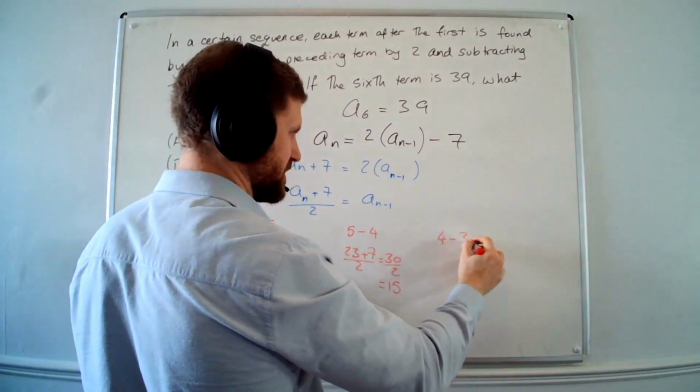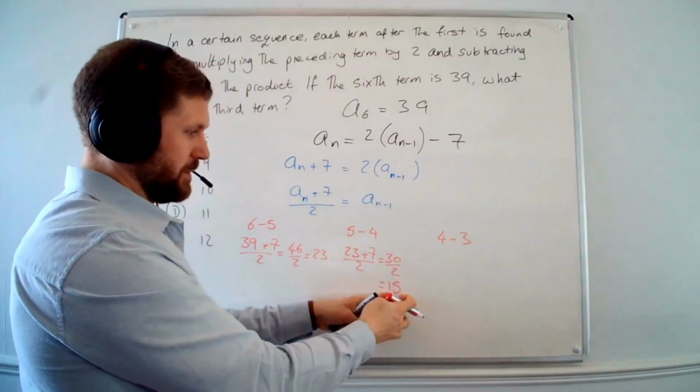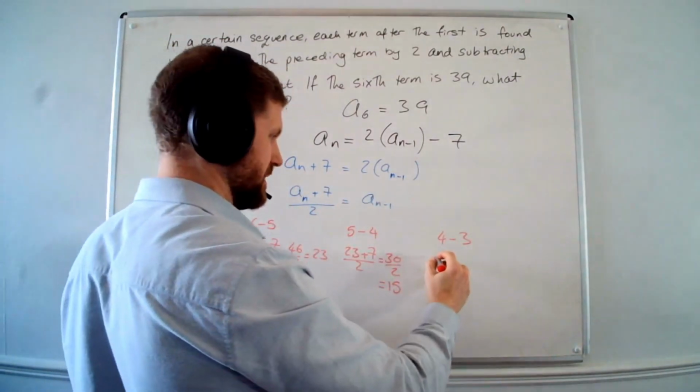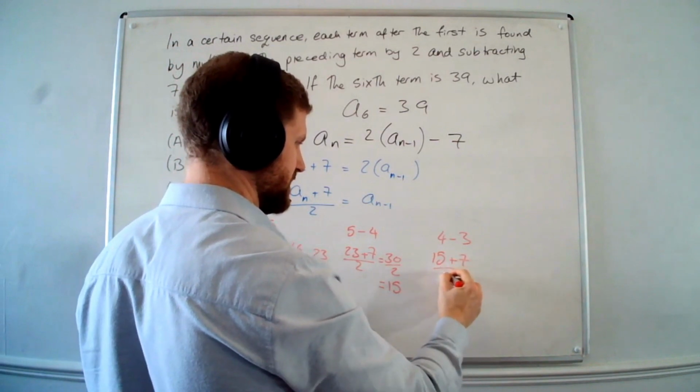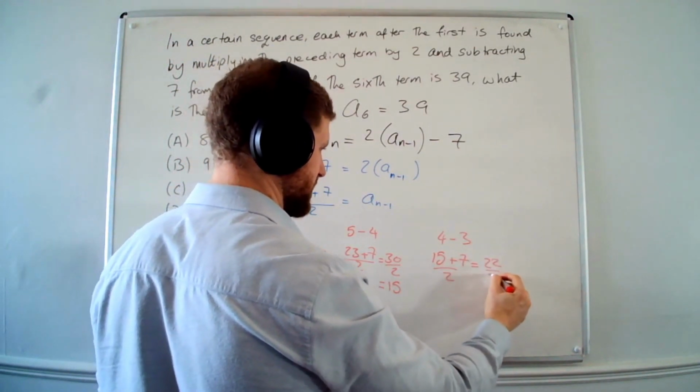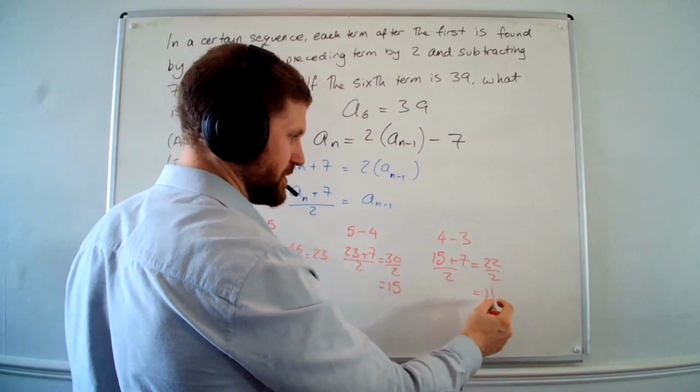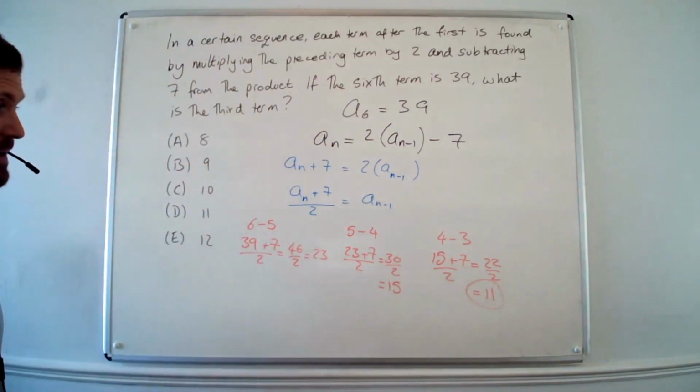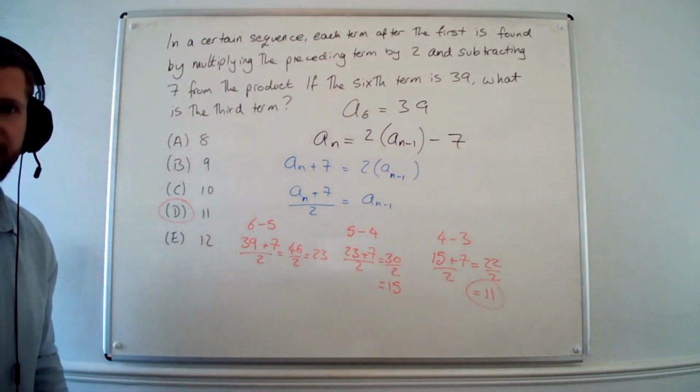To go from the fourth to the third term, I do this one more time, put 15 into the formula. 15 plus 7 divided by 2. So 22 over 2 will give me 11. So the third term in the sequence is going to be 11. So the answer to this question is going to be D.